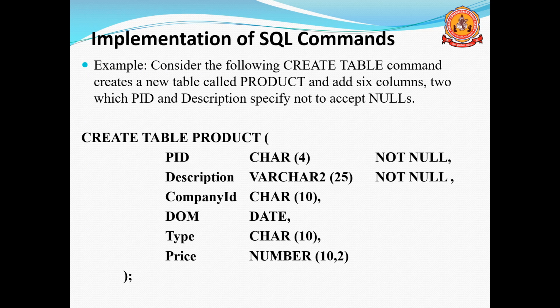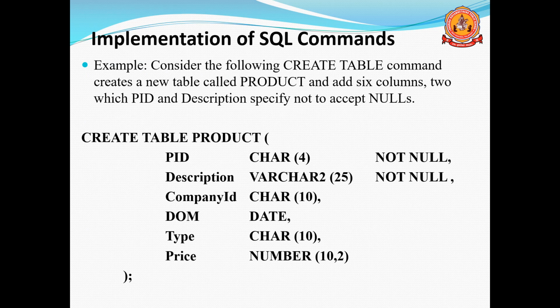Create table product. We are going to create the table product. The first one is PID, second description, next company ID, the date of month, and next type, and also price. These are the different columns. PID is char of 4, description is varchar2 of 25, company ID is char of 10, DOM, date of month, is date, type is char of 10, and price is number of 10, 2. These are the different data types.